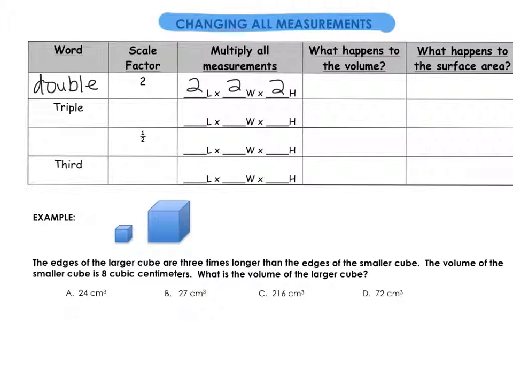Well, let's think about it. If you are multiplying 2 times 2 times 2, it's going to mean that your volume is going to be 8 times larger. Which means, once again, your surface area is going to increase.